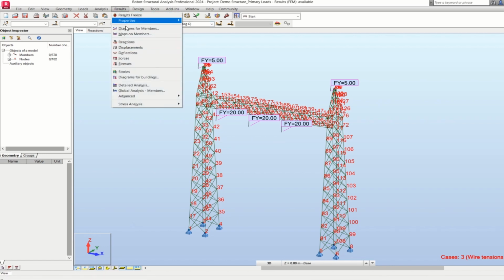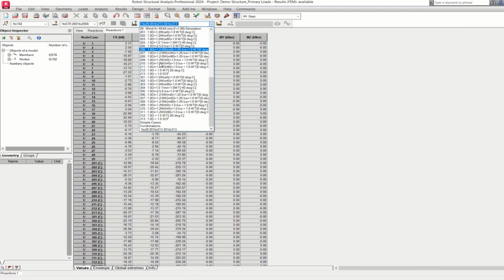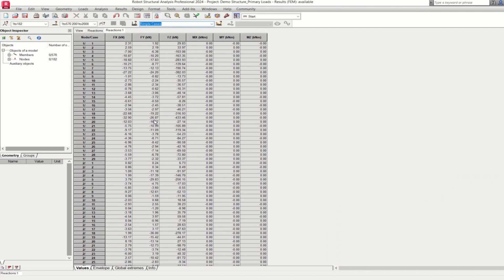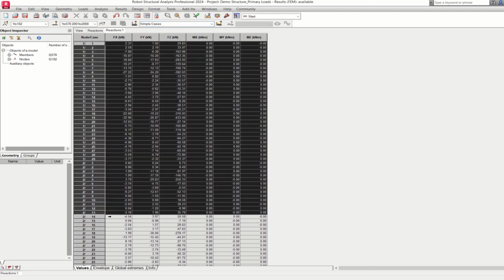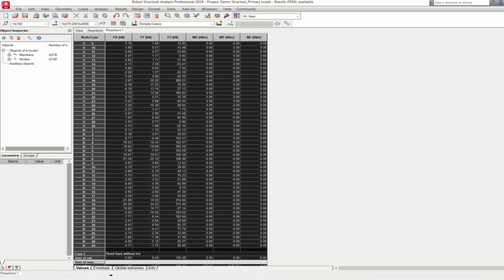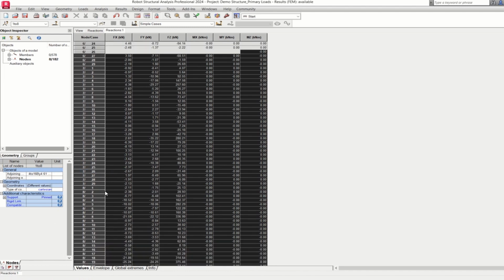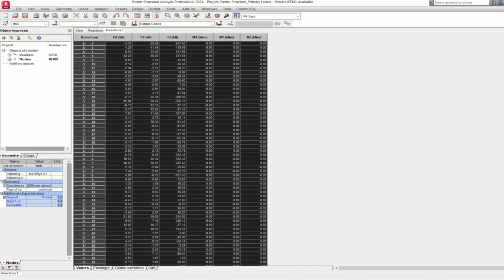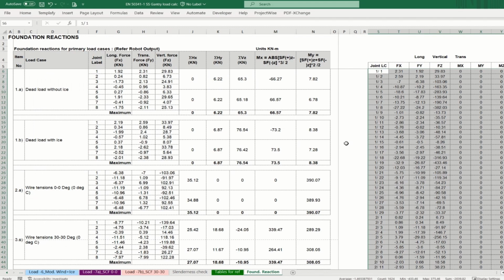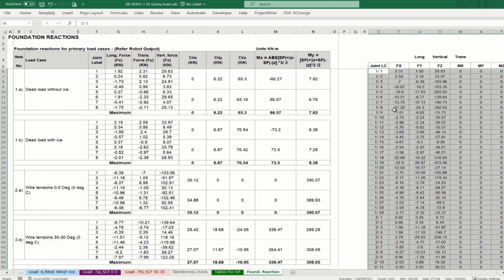Here we need to click Results, click Reactions, and select the simple cases. In the simple cases we need to copy and paste this table values until node 8. Here there are 29 load cases. This Excel is already prepared to find the foundation reaction, so we are just pasting here.